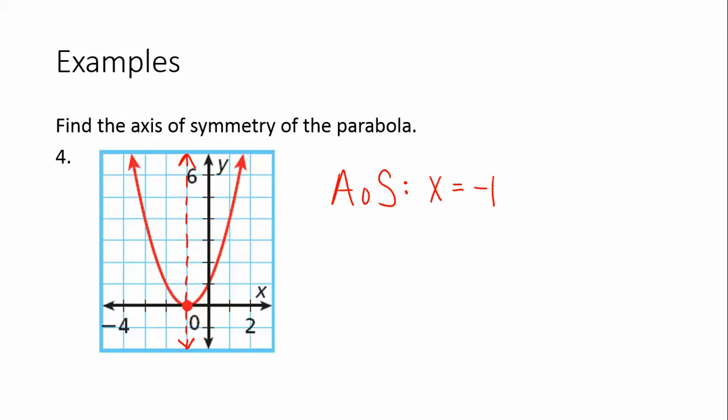Okay? If you just write -1, you're not going to get credit. And again, if we wanted to look at what the vertex was and label the vertex, it's -1, 0. So you can see that the x-coordinate of the vertex is also the axis of symmetry.